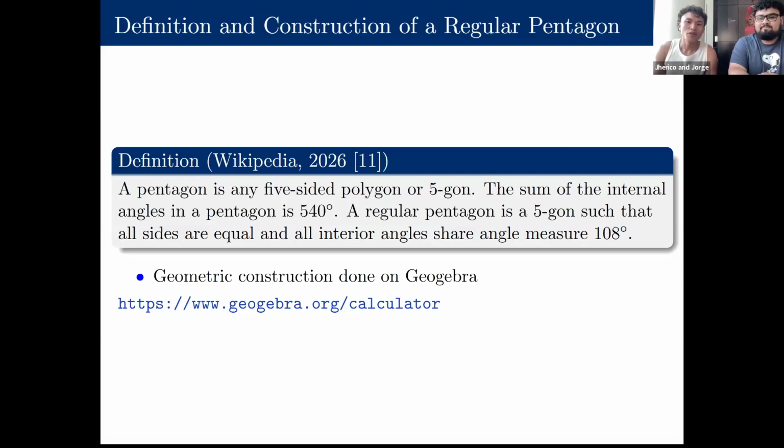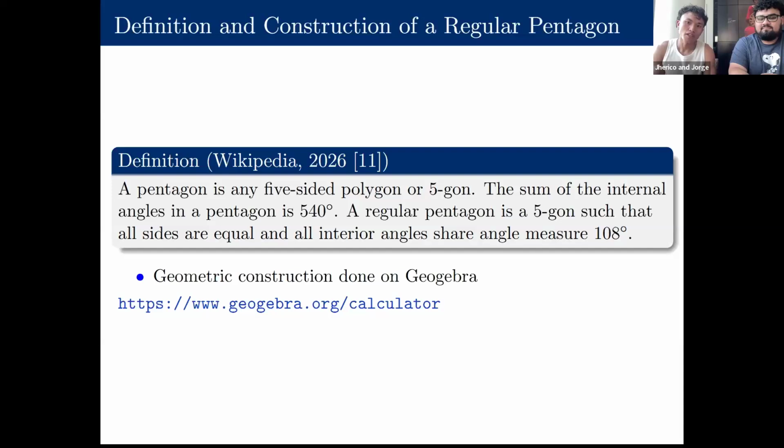And we know that the sum of the internal angles in a pentagon is going to be 540 degrees. We know that because in class we learned how to find the sum of the internal angles, and you can also just look it up. But we are trying to construct a regular pentagon and not just any five-sided polygon. A regular pentagon has this extra condition, which is that all the sides need to be equal and all the interior angles share this angle measure of 108 degrees.